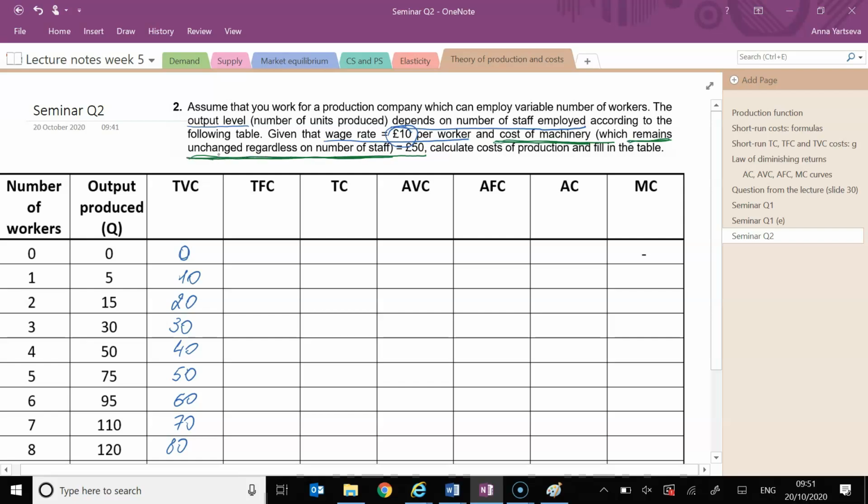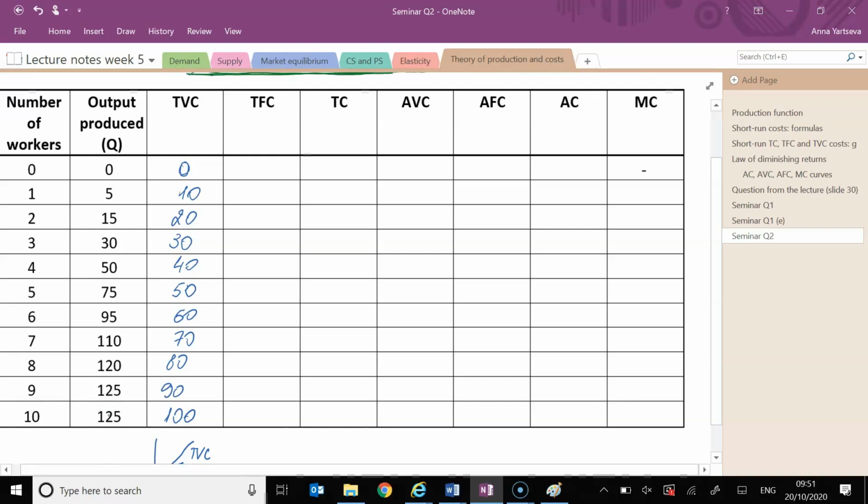In other words, our output level does not depend on the number of machines. We have a certain amount of equipment and it remains unchanged throughout this production process. It remains the same. Right? We can produce different levels of output from 0 to 125 units with the same number of machines. Machines is our fixed unit, a fixed input, fixed capital, and it will cost us the same amount to have these machines. We pay the same amount, regardless of how many units we produce.